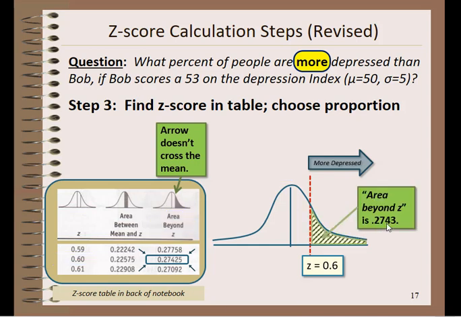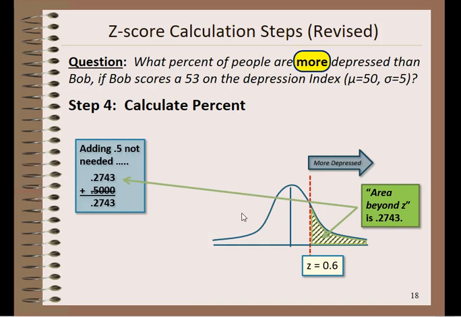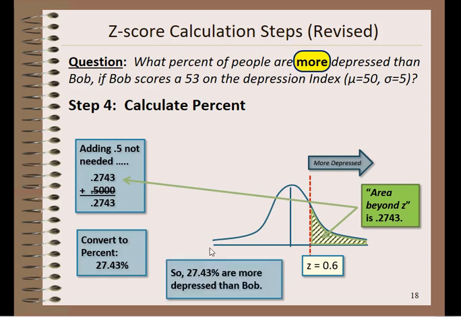So that's the area beyond z. And at this point, I'm basically done, right? I don't need to add the 0.5 because I didn't go to the left and I didn't cross the middle, and I don't have to add this other area to it. So I just convert that 7.43 to a percentage, and that's the percent of people that are more depressed than Bob.